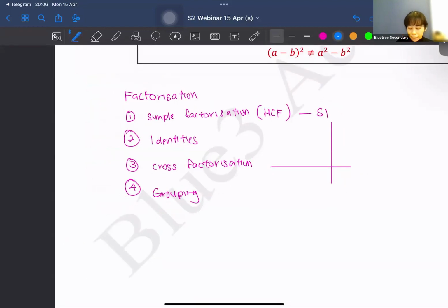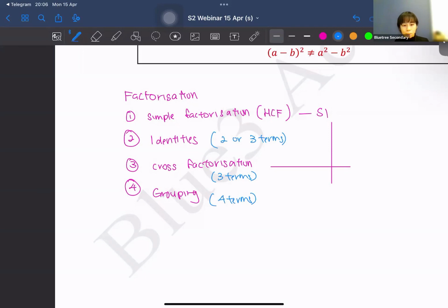Okay, so for the identities, usually we only use identities when there are 2 or 3 terms. For cross factorization, usually we only use it when there are 3 terms. And for grouping, we only use it when there are usually 4 terms. But just take note that this is just a general guideline. It's not always the case. It really depends on the kind of question that your teacher sets.